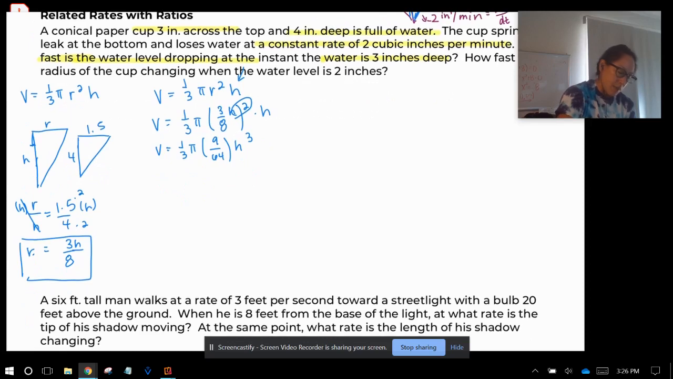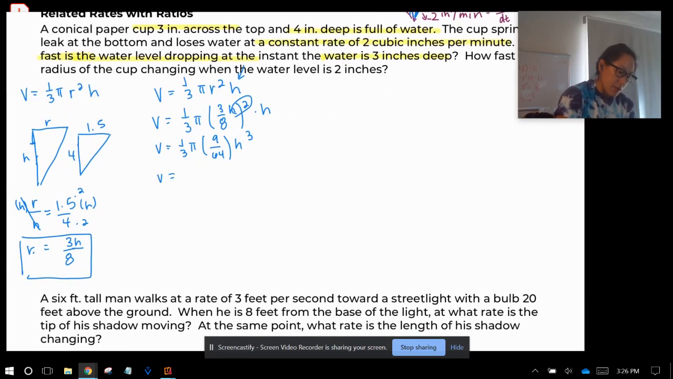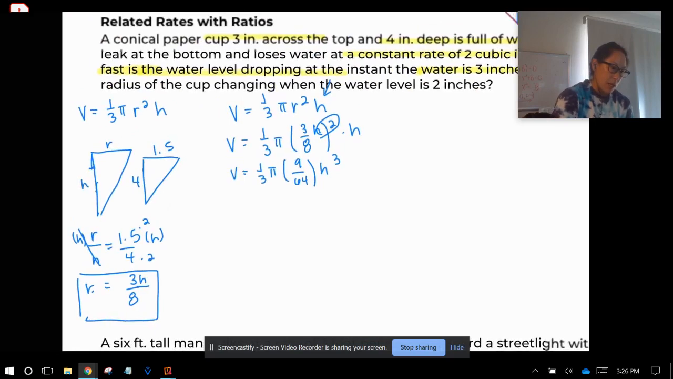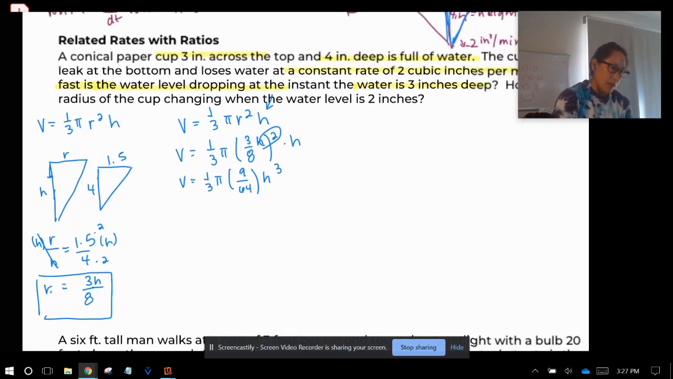All right, keep going here. Volume is equal to, I could simplify, but I think I'm just going to leave it like that because that just seems easier. Okay, so I want to take, no, just kidding.